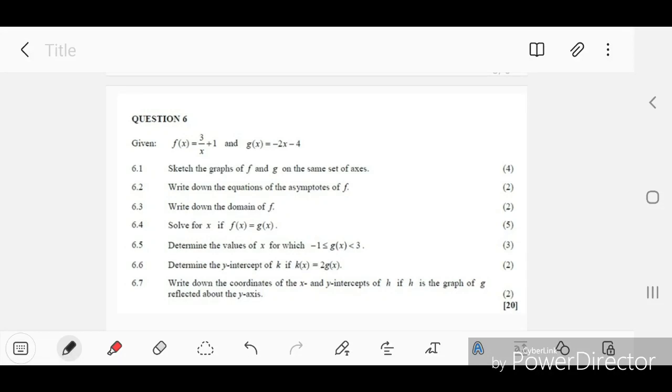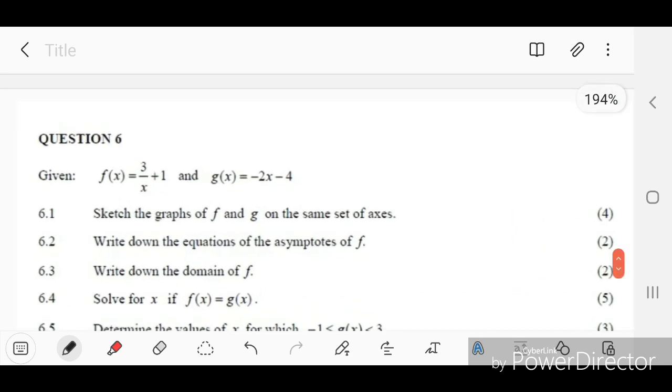Okay guys, so this is the problem that we are having from the past exam papers released by the Department of Education. We have function f and this is function g. They are saying that we should sketch on the same set of axes. We can see that our function f is a hyperbolic function, while our function g is a straight line function.